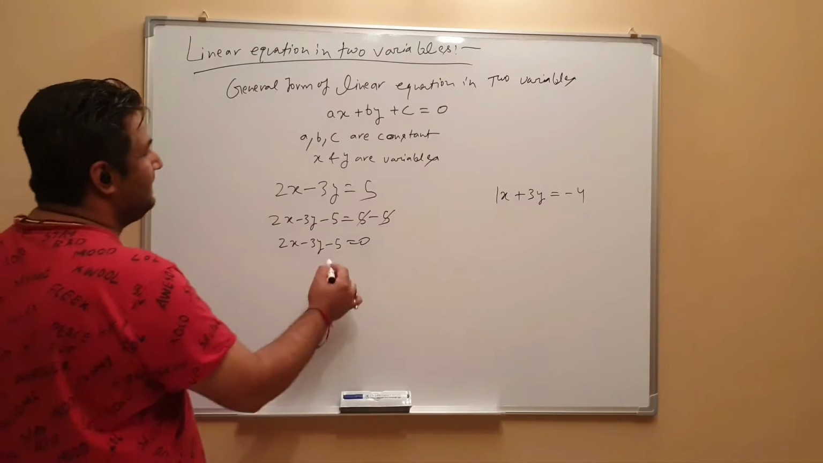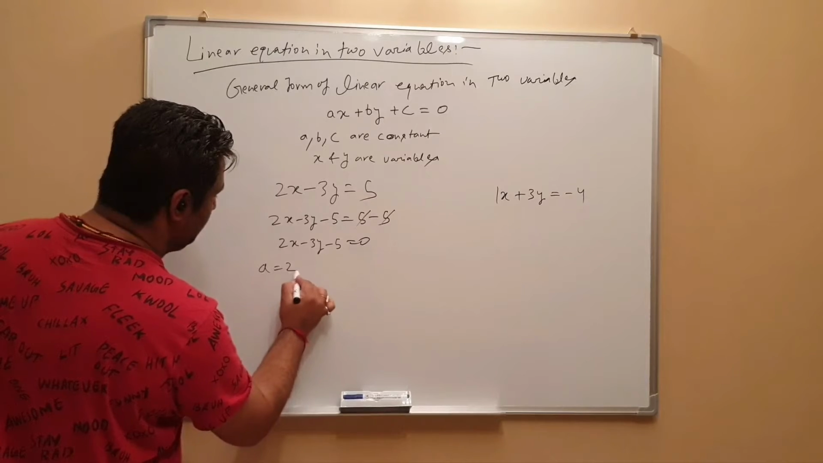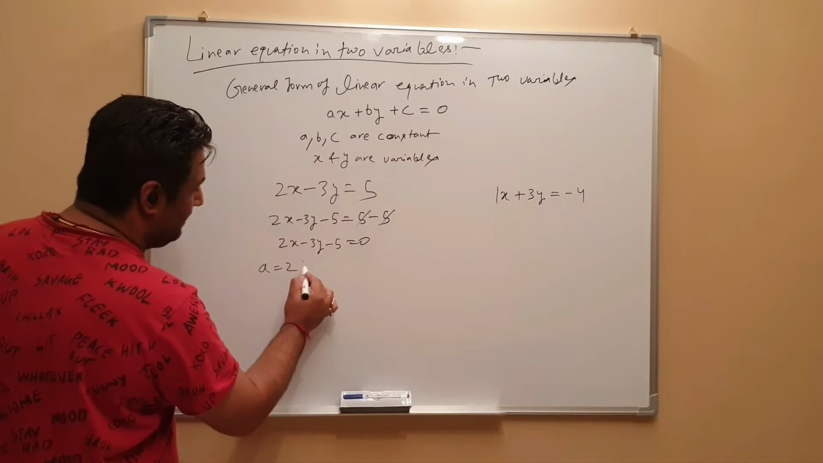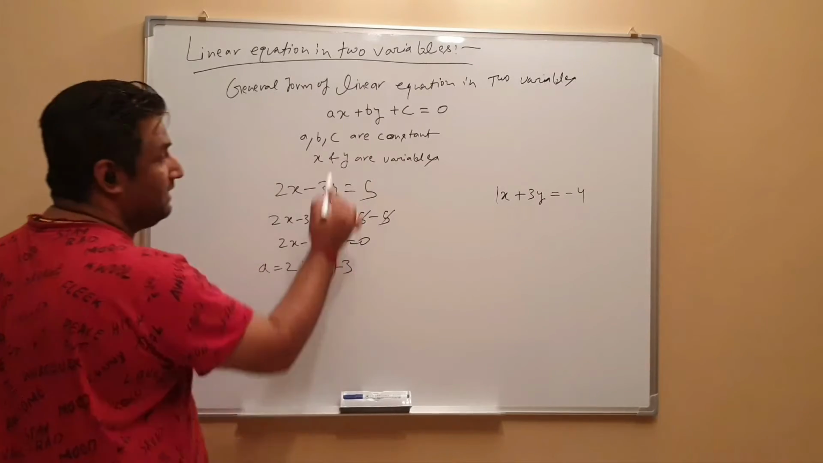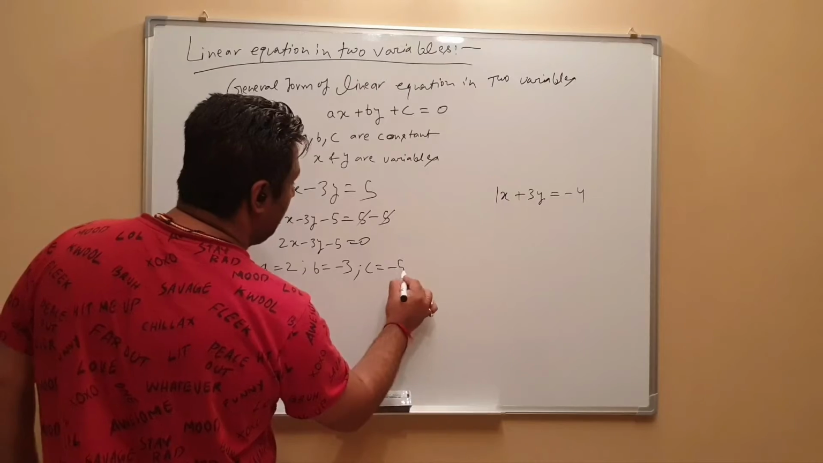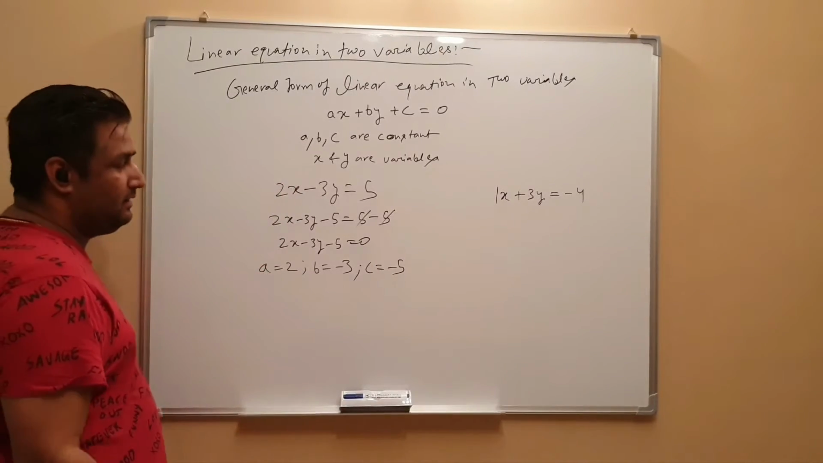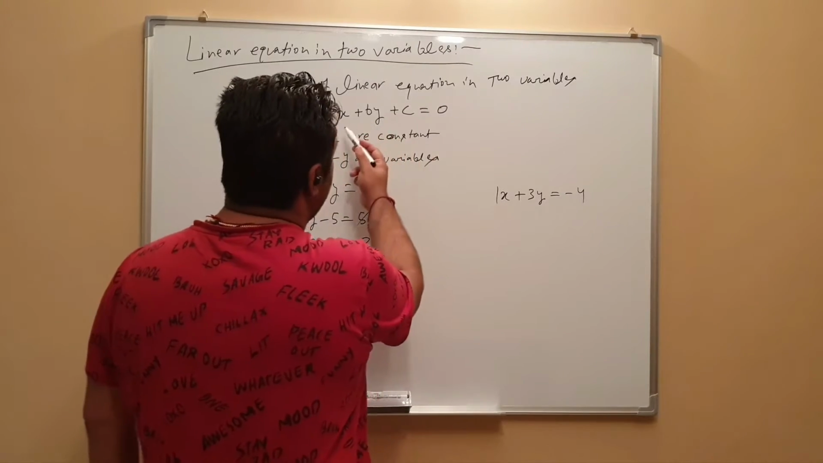Now you can easily compare this with the general form. Now a is going to be 2, which is the multiple of x. Now b is going to be negative 3, which is the multiple of y, and c is going to be negative 5, right?